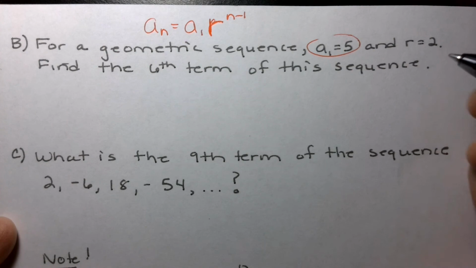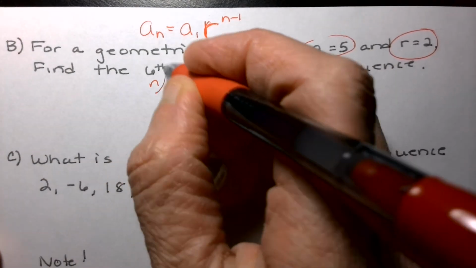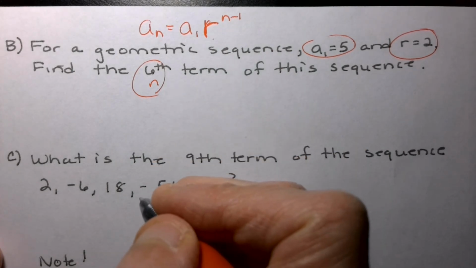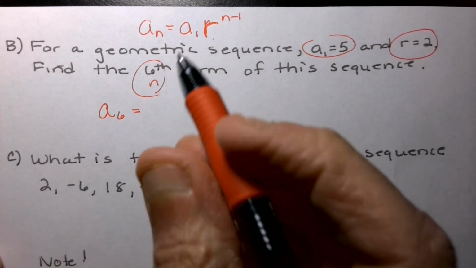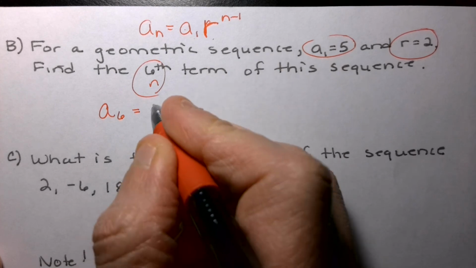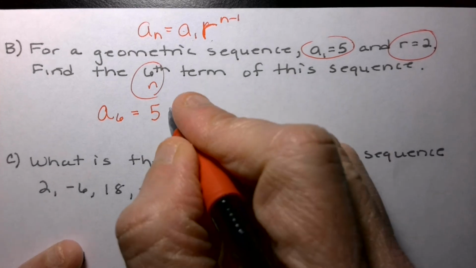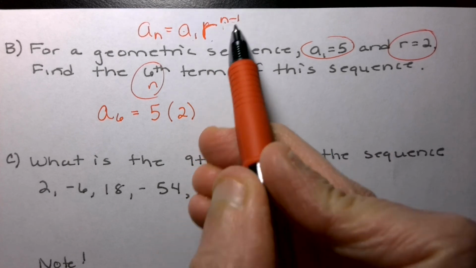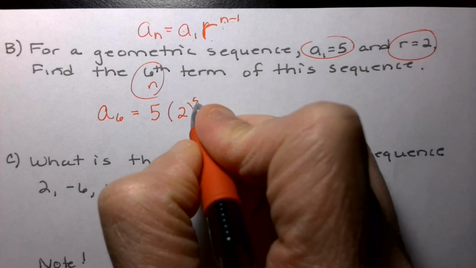All right, so look at this. They give us our a sub 1, they give us our r, and they said find the sixth term. Also give you your n. So I want to find what, class? A sub 6 is equal to a sub 1, which is 5. I don't put an a anymore. 5 is a sub 1. I take the a sub 1 out. I put the 5 in. Parentheses, don't forget your parentheses, raised to the n minus 1. Okay, remember this is my n minus 1. So 6 minus 1 is 5.